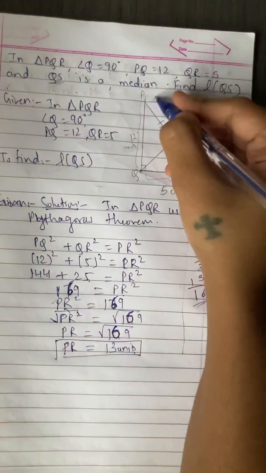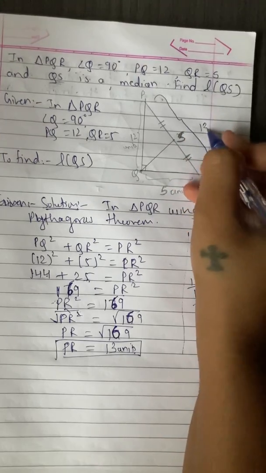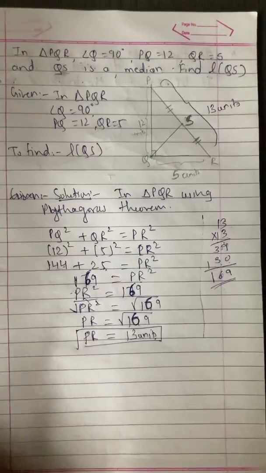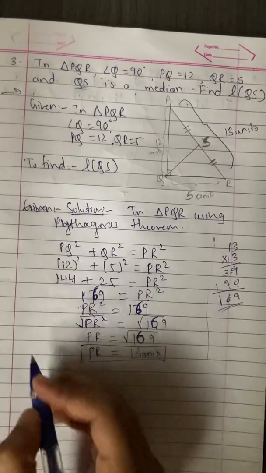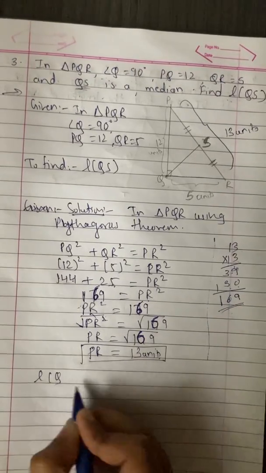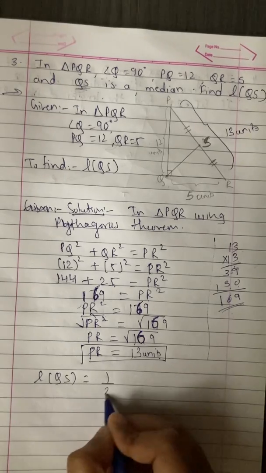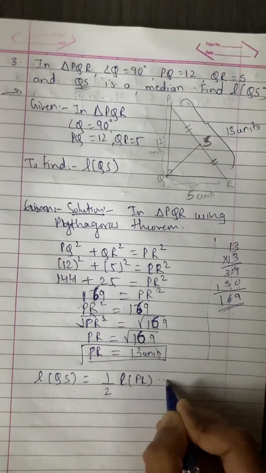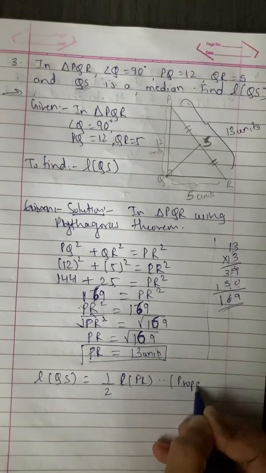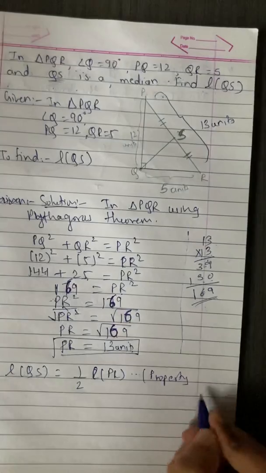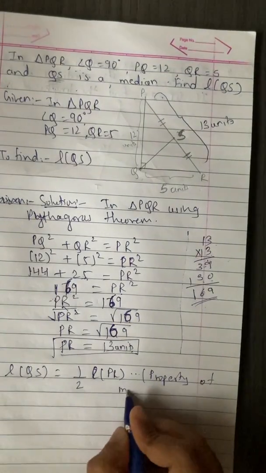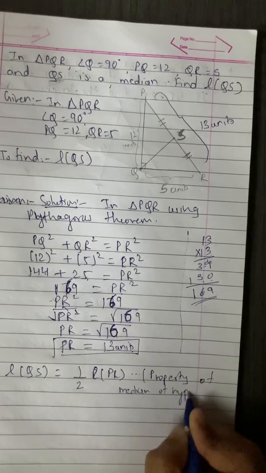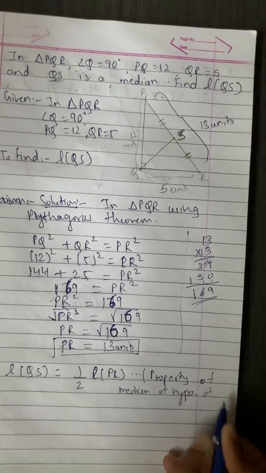Alright, now that we have PR equal to 13 units, we can definitely find QS by using the property of the median of the hypotenuse. So length of QS is equal to half of length of PR. Write down in the reason: property of median of hypotenuse of a right angle triangle.